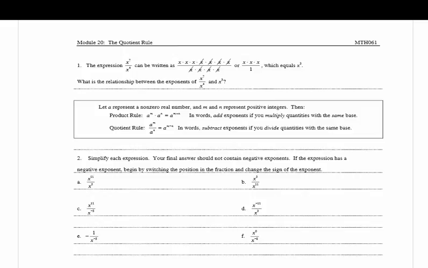And then it wants to know, what is the relationship between the exponents of x to the 7th over x to the 4th and x to the 3rd? And our relationship is 7 minus 4 is equal to 3. So if we have x to the 7th over x to the 4th, we could say that this is equal to x to the 7 minus 4, and that's equal to x cubed.